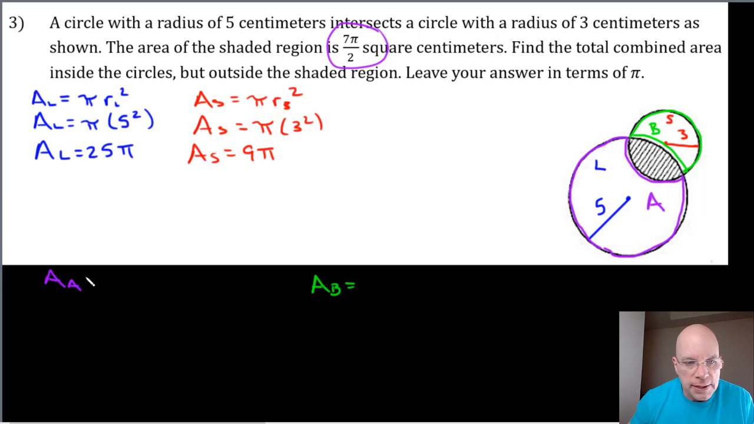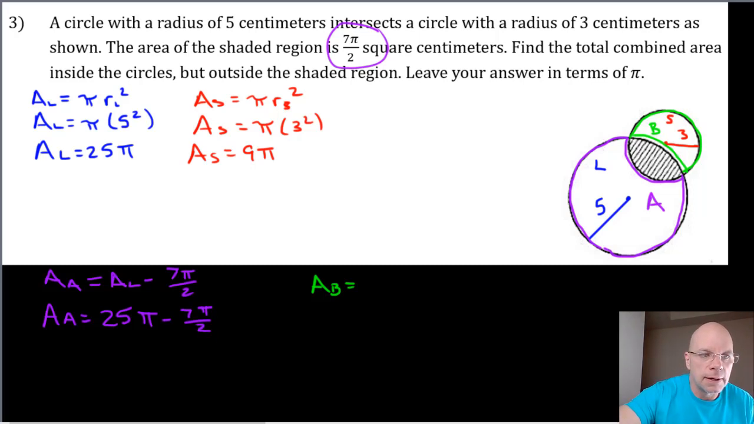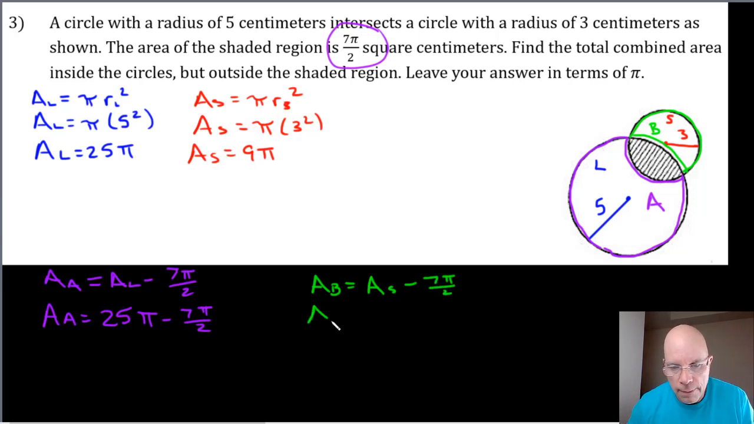The area A, the area inside the large circle not including the shaded region, would be the large area minus the shaded region's area, which is 7 pi over 2. So the area of region A will equal 25 pi minus 7 pi over 2. The area inside the small circle but outside the shaded region, area B, will be equal to the small area minus 7 pi over 2, or 9 pi minus 7 pi over 2.